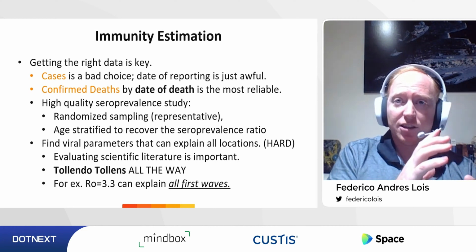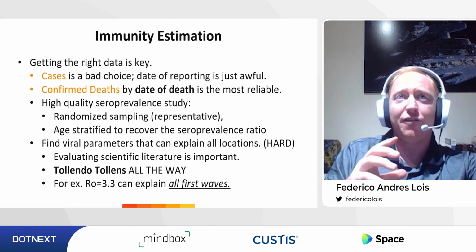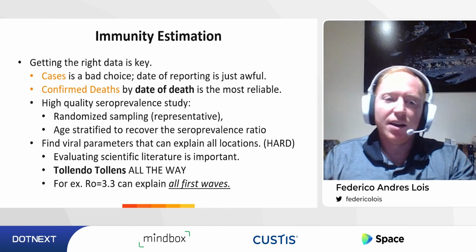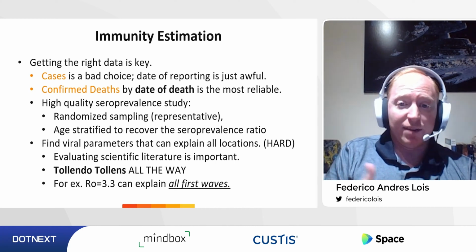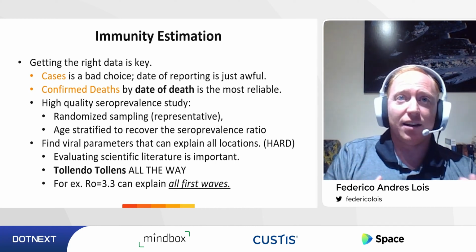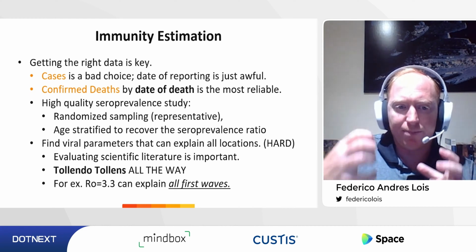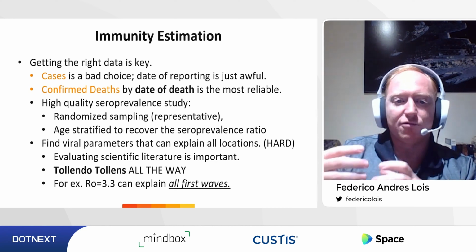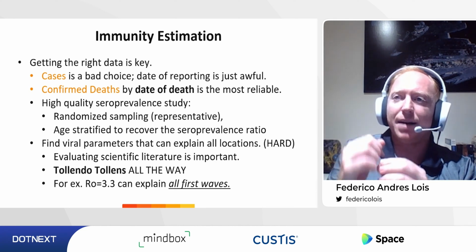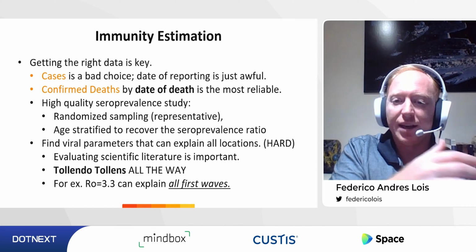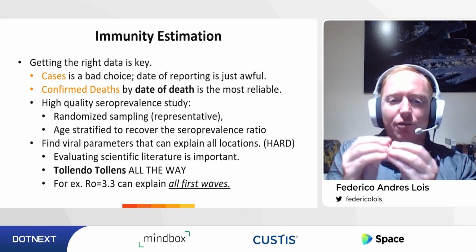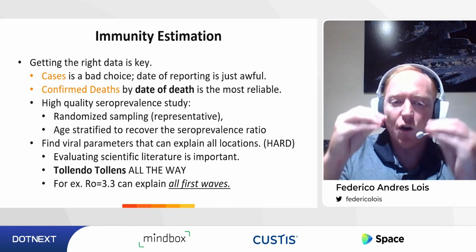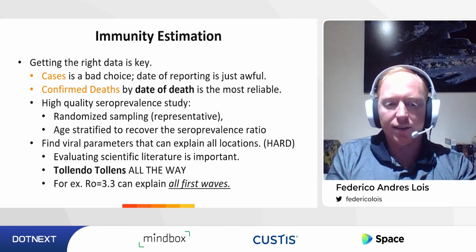backward. You are trying to understand how many infected you have based on how many deaths you were able to record. You will also need a high quality seroprevalence study, because if we cannot get a good representative sample and understand this is the seroprevalence ratio, whatever we put in there is going to impact the output of our model. So you need to be very, very careful with the seroprevalence study. You need to figure out that this evidence is actually good.